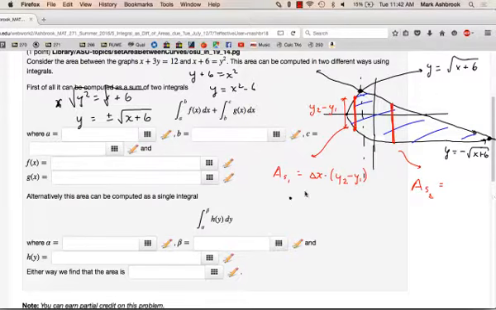So then we got our y2 minus y1. So y2 is going to be radical x plus 6, and it's going to be minus y1, which is negative radical x plus 6, times delta x. Can we just put 2 times positive radical x plus 6? Is it equal to that?